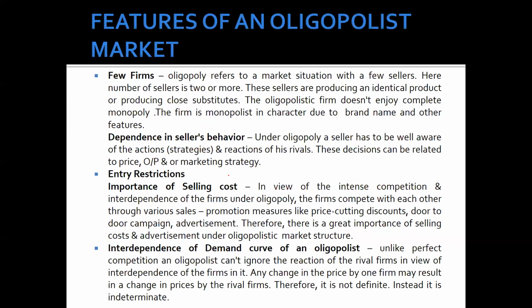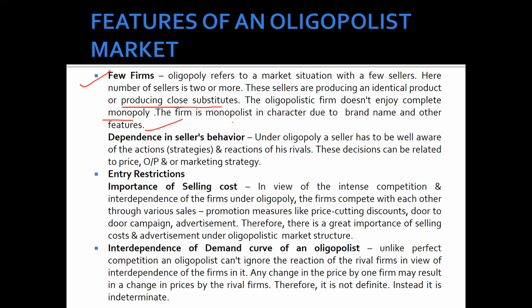Next, we come to the features of the oligopolist market. As I said, there are few firms. Oligopoly refers to a market situation with a few sellers. Here, the number of sellers is two or more. These sellers are producing an identical product or producing close substitutes. The oligopolistic firm does not enjoy complete monopoly. The firm is monopolist in character due to brand name and other features.